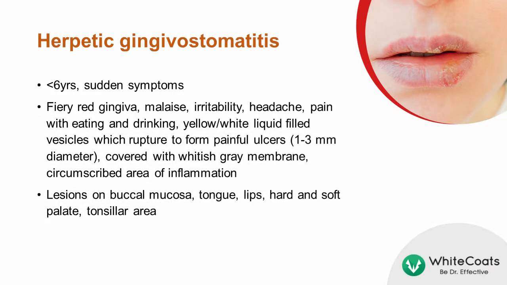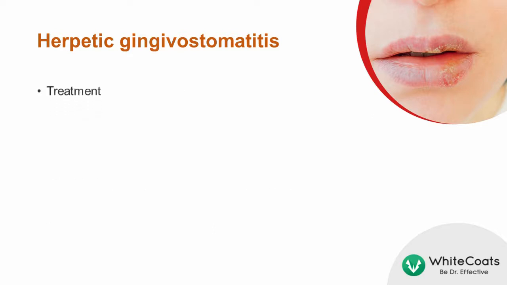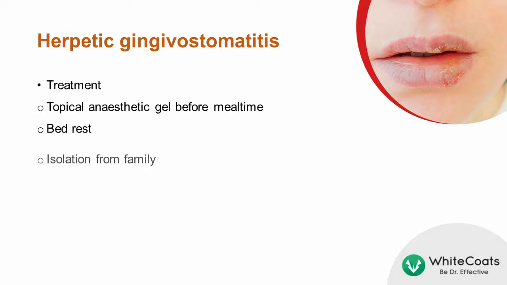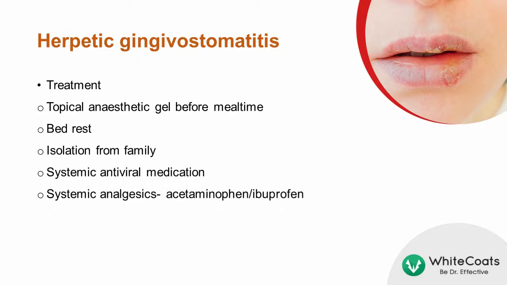Herpetic gingivostomatitis mostly occurs in children below 6 years of age. It may present as fiery red gingiva, malaise, irritability, headache, pain with eating and drinking. The yellow or white liquid-filled vesicles may rupture to form painful ulcers, covered with whitish-gray membrane, with circumscribed area of inflammation. The lesions may be seen on the buccal mucosa, tongue, lips, hard and soft palate, and tonsillar area. The treatment includes topical application of anesthetic gel before mealtime, bed rest, isolation from family, systemic antiviral and analgesics.